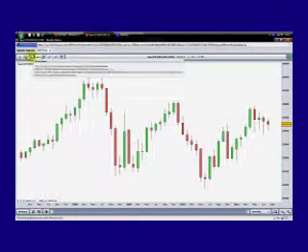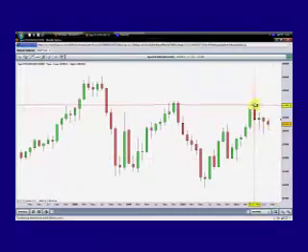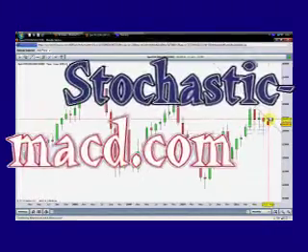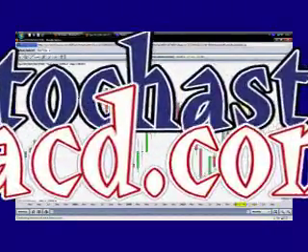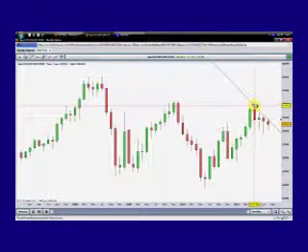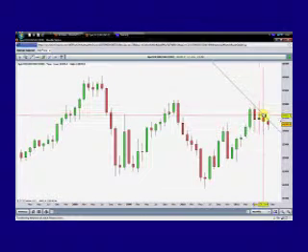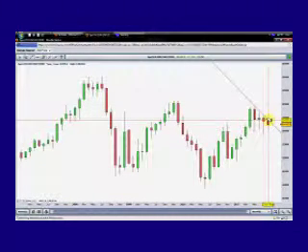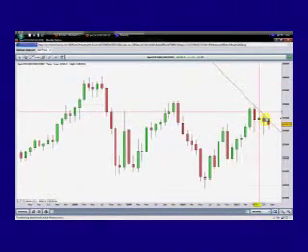A descending triangle. It's a triangle where the price is displaying lower highs. There's a high on this monthly candle here, followed by another lower high, followed by another lower high, followed by another lower high, a continuous lower high.